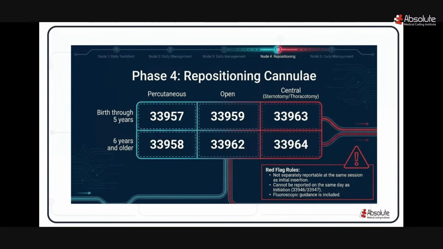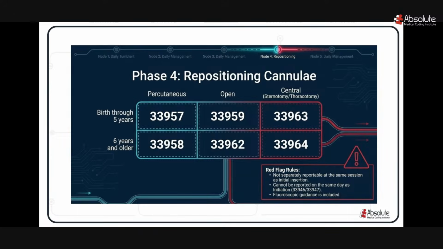By this point in the ECMO journey, the cannulas have been inserted, the circuit has been initiated, and daily management is underway. But what happens if the cannula shifts position? What if the blood flow becomes suboptimal, or the imaging shows that the cannula tip is no longer in the ideal location? That's where we enter phase 4, called repositioning of the cannula. In this phase, it is all about adjusting the existing cannula to restore the ECMO's optimal performance.